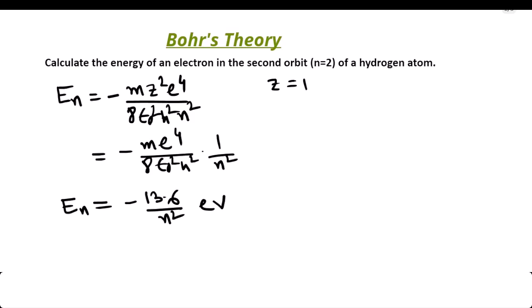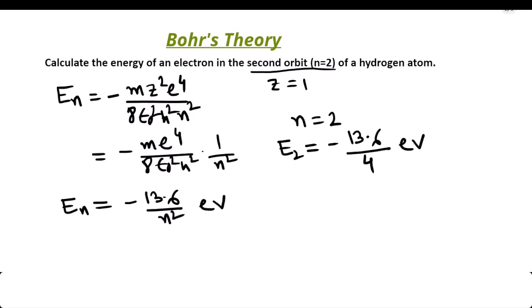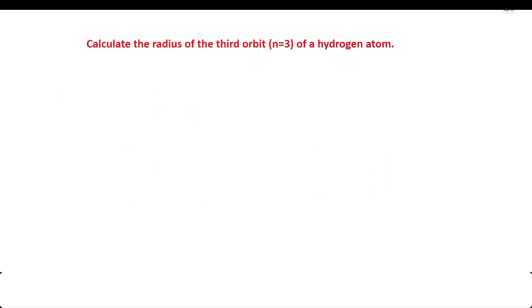Now here we have to find the energy of an electron in the second orbit, that is n equal to 2. So we put n equal to 2 in this expression and we get E2, that is minus 13.6 divided by 2 square, that is 4, electron volt. So this is equal to minus 3.4 electron volt. So the energy of an electron in the second orbit of a hydrogen atom is minus 3.4 electron volt. Now move on to the next question.